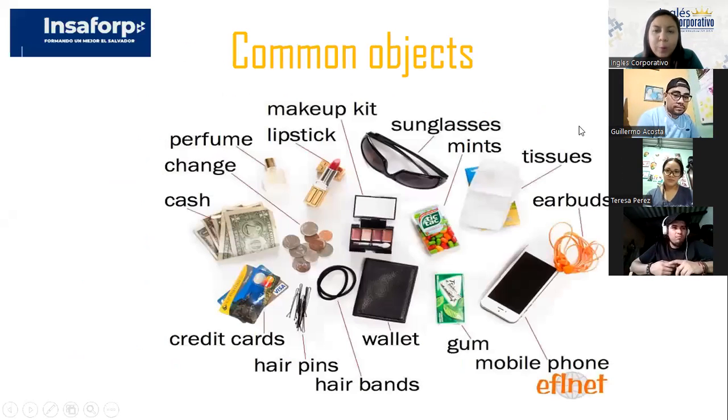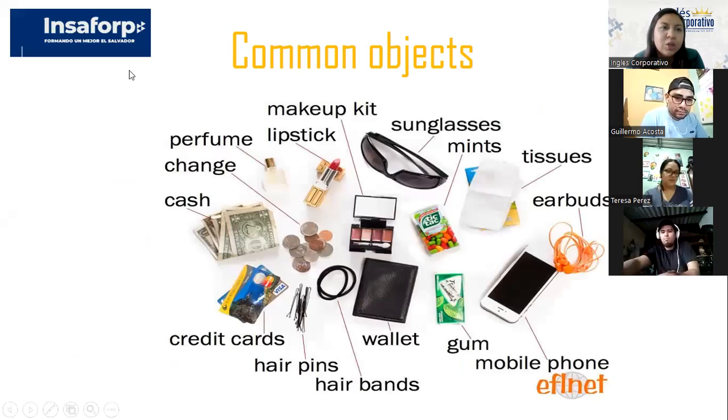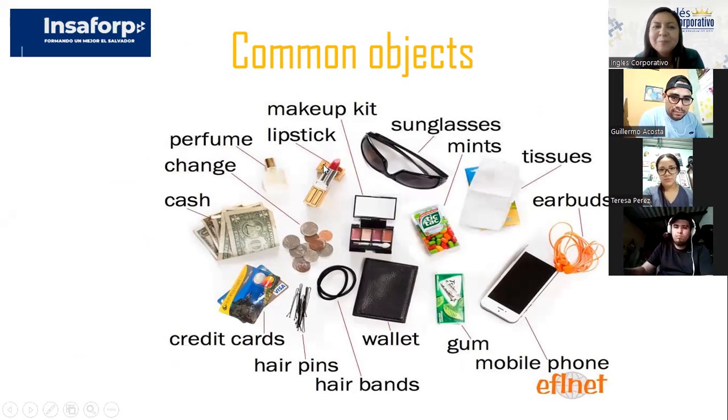Now let's learn about common objects. You can see here some common objects in English. For example, you can see makeup kit. Very important for the girl, right? The makeup kit, lipstick, perfume, change, right? Coins or change. Cash, money, right? The cards, that could be credit cards or debit cards. Some hair pins for women, right? Hair bands, la cola, la famosa cola. The hair bands, the wallet, la billetera, wallet, gum, right?